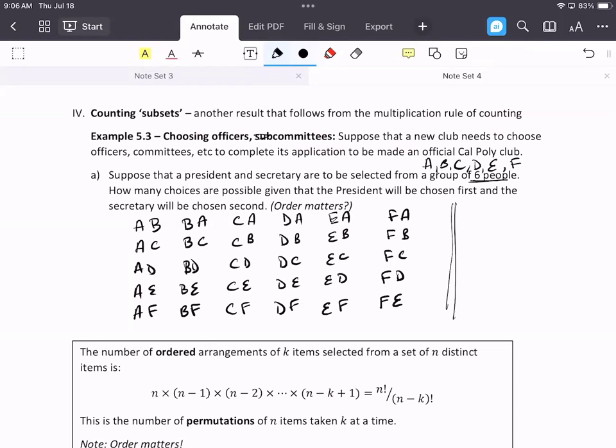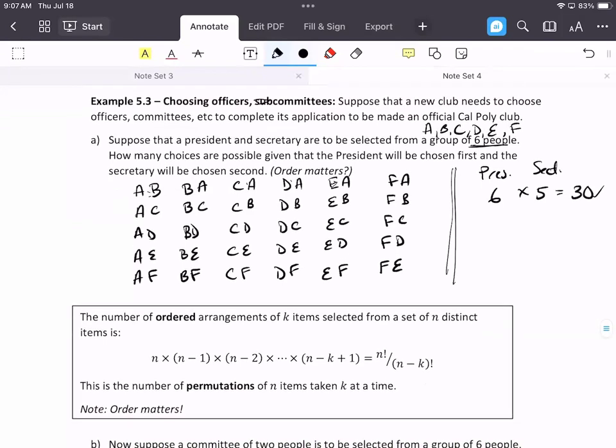Let's start with one way. We know that we're going to start with a president, and then we're going to get a secretary. At first, we know that there are 6 people available to choose, and then once the president's elected, there are only 5 people left, and we get to 30. Well, are there 30 in here? Let's see, 1, 2, 3, 4, 5, 6 columns and 5 rows. 6 times 5 is 30. So far, it works.